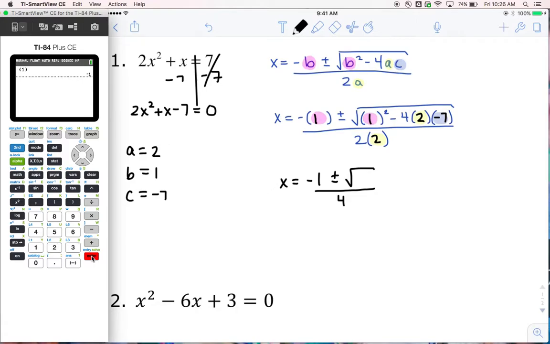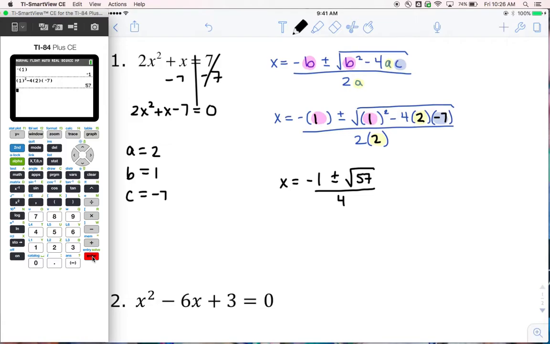Okay, so let's find out what number goes inside my square root. What we do is we just type what's inside of our square root into our calculator. So take a quick look. I'm going to do it exactly as it looks. So I have parentheses 1 squared minus 4, and then my a value is 2, and my c value is negative 7. All right, there we go. So it looks like I've got the number 57 in here.